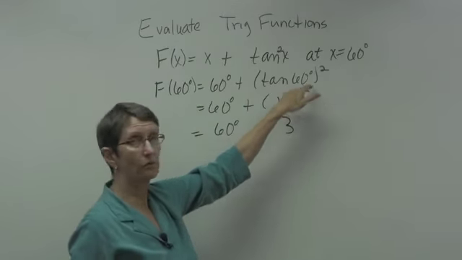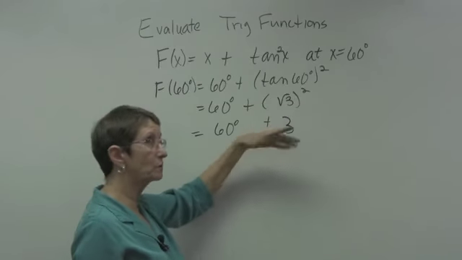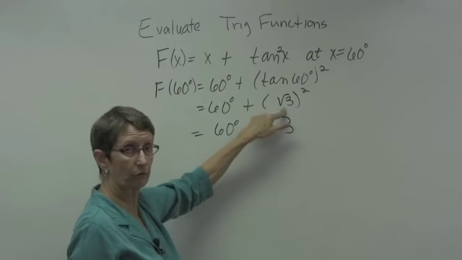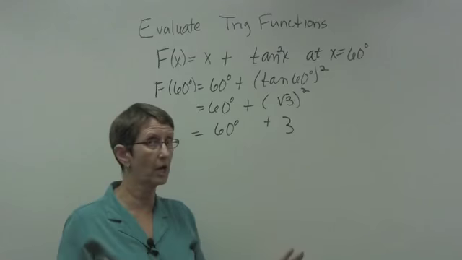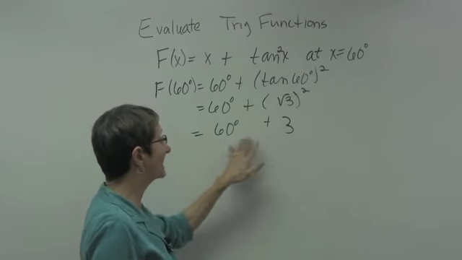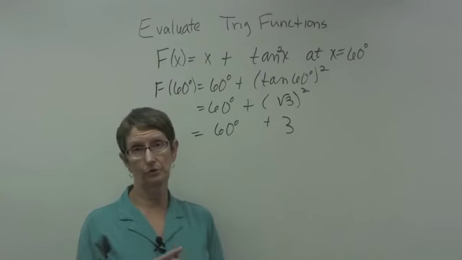Tangent of 60. 60 is one of the common angles, the basic ones you're supposed to know about, and the tangent is root 3, but by all means use the calculator, not a problem. And this is the way you have to leave it. You cannot combine those.